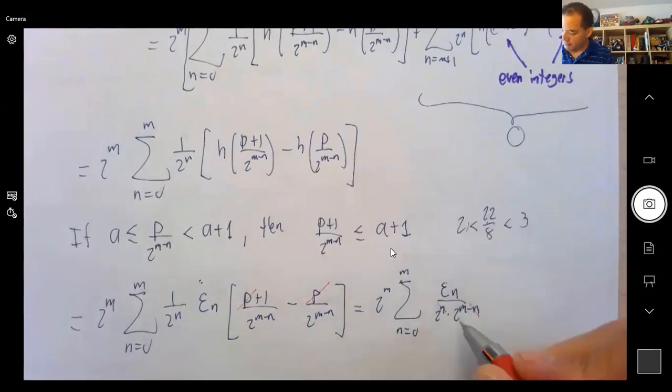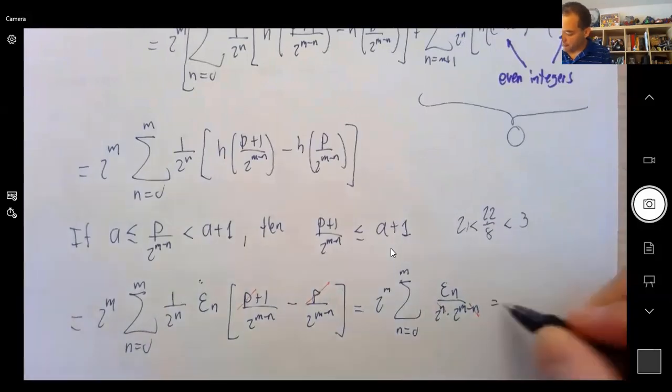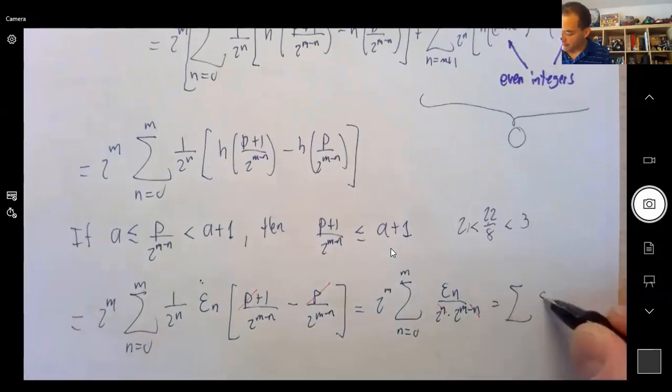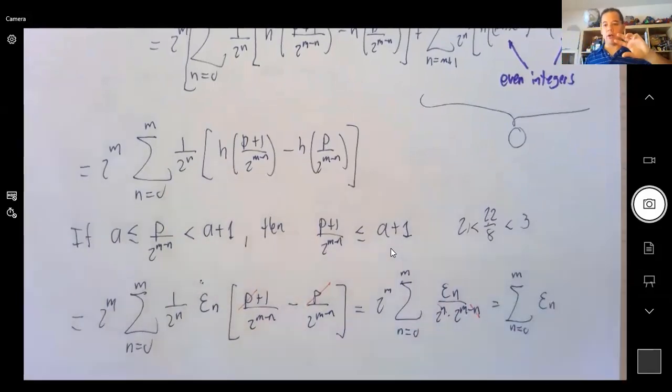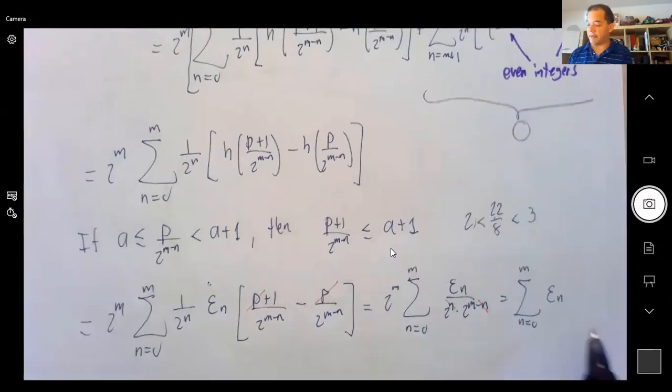So it's 2 to the m, and with that 2 to the m goes away. So all that remains is epsilon n from 0 to n. So it's 1, negative 1, and you don't know. It may be 1, 1, 1, negative 1, 1, negative 1, 1, 1, 1, negative 1, negative 1, negative 1, negative 1. I don't know, right? It's some sequences of ones and negative ones.